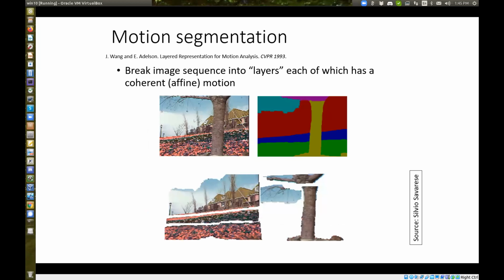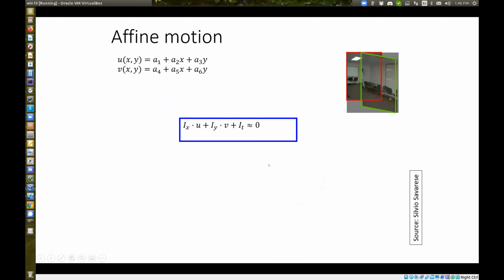For example, this is the result if we try to group pixels that have similar motions. It nicely segments this tree here from the background, and this is a closer and a farther background. This is using affine motion, but you can of course use other motion models as well. For example, I can use a homography, which has more parameters. That's fine also.